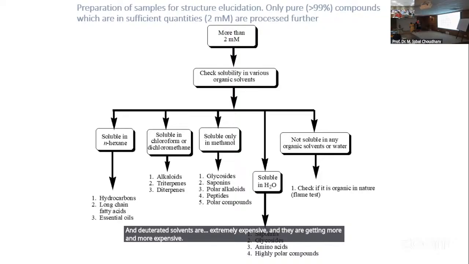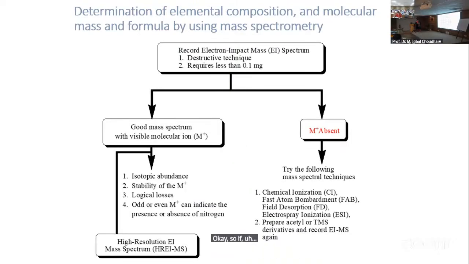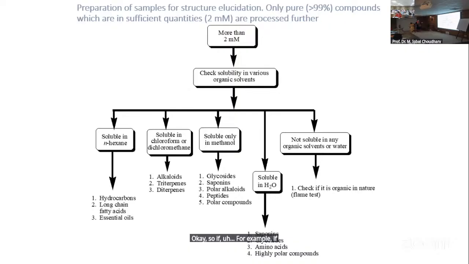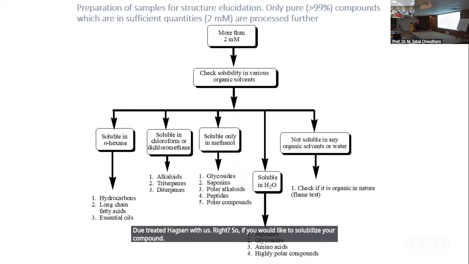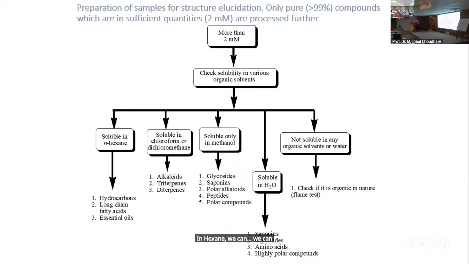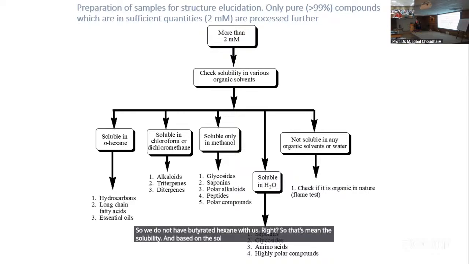For example, if you want hexane, we do not have deuterated hexane with us, right? So if you would like to solubilize your compound in hexane, we can say, okay, you can bring your own deuterated solvent, since we do not have deuterated hexane. So that's what it means, the solubility. And based on the solubility, you can decide.